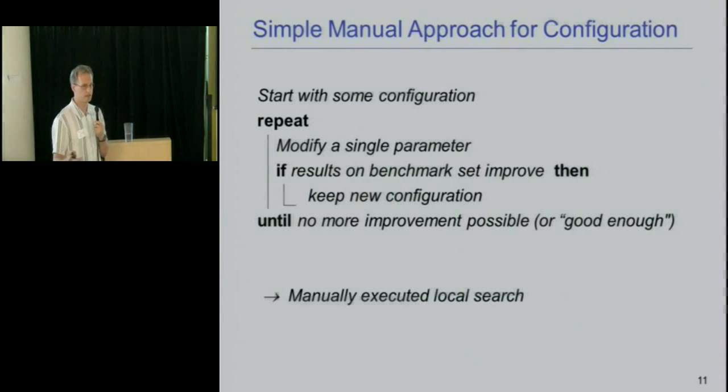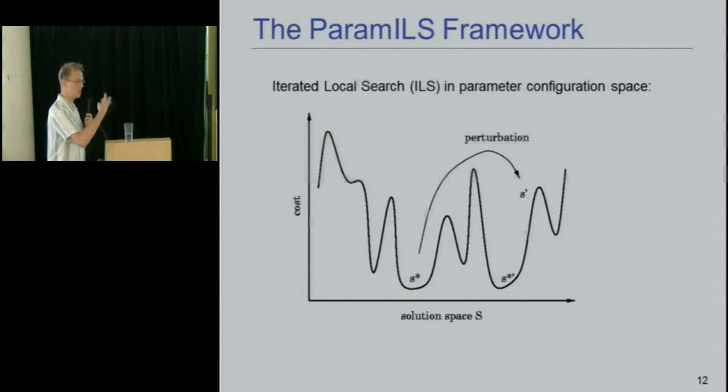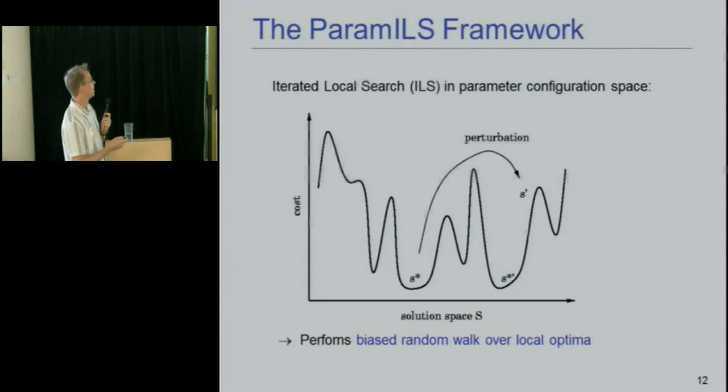And what ParamILS does is to automate this and to put an iterated local search on top that avoids getting stuck in local minima. So the iterated local search runs into a local minimum by the same approach that we saw before, then does a perturbation to get somewhere else in the configuration space, and then does another local search to get into another local minimum, and then it decides which locally optimal parameter configuration to stick with for the next iteration. So it performs a biased random walk over locally optimal solutions, and if given enough time, it finds the global optimum, because a global optimum is also a local optimum.